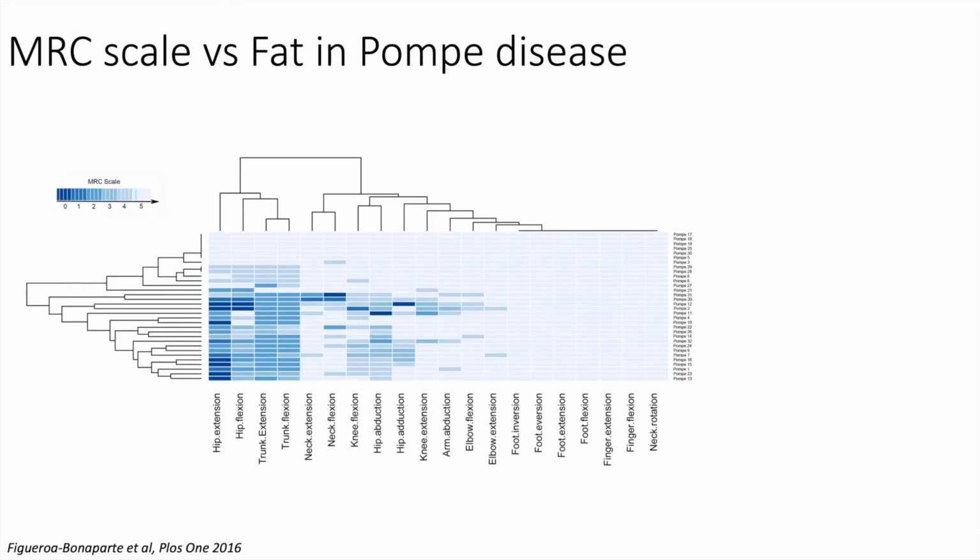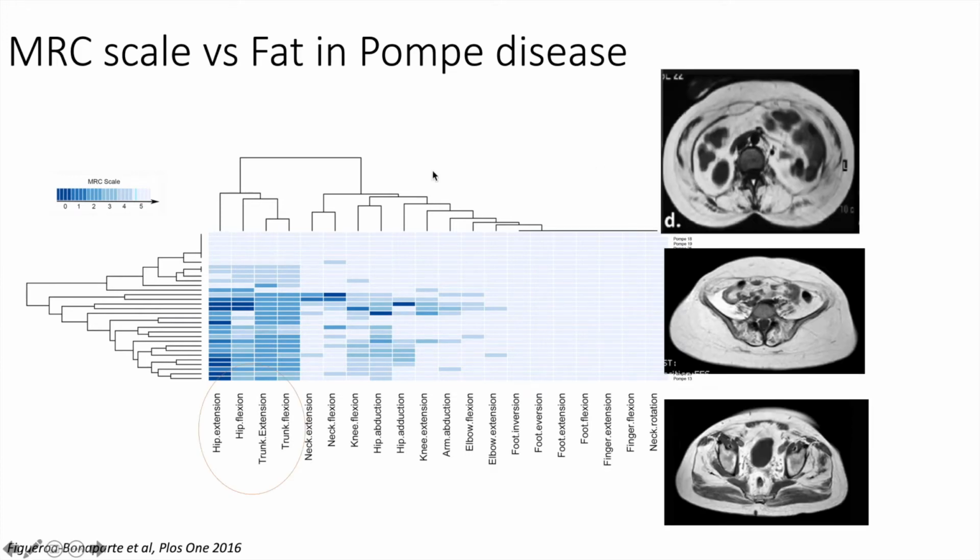So we also performed the MRC scale, analyzing muscle strength in patients with Pompe. And we observe again that there was a group of muscles that were more affected than the others, and these were the muscles responsible for hip extension and flexion and trunk extension and flexion. As you can see, these muscles were affected in almost all patients. When we take a look at the MRI, the muscles responsible for these movements were affected.